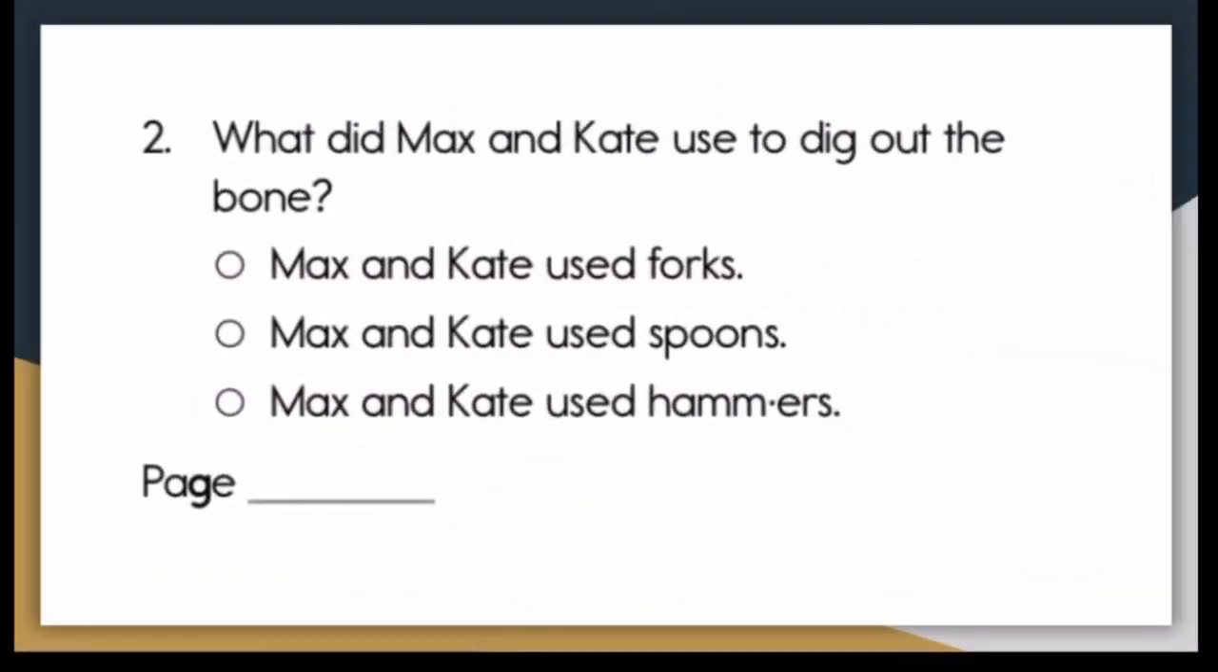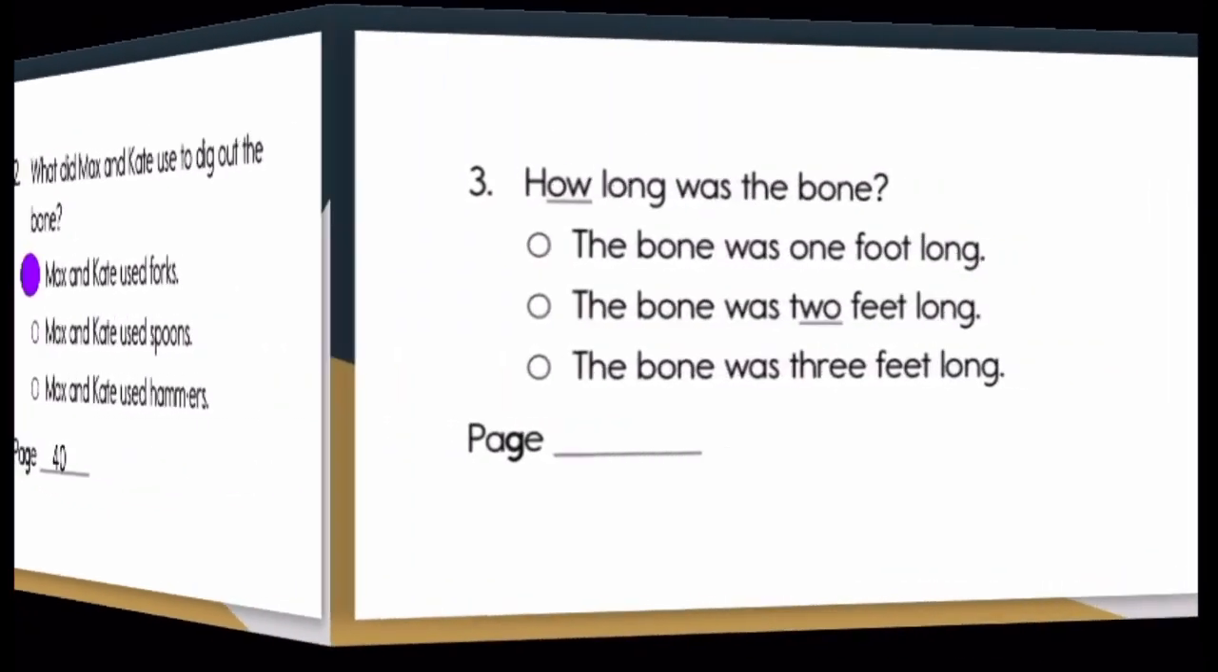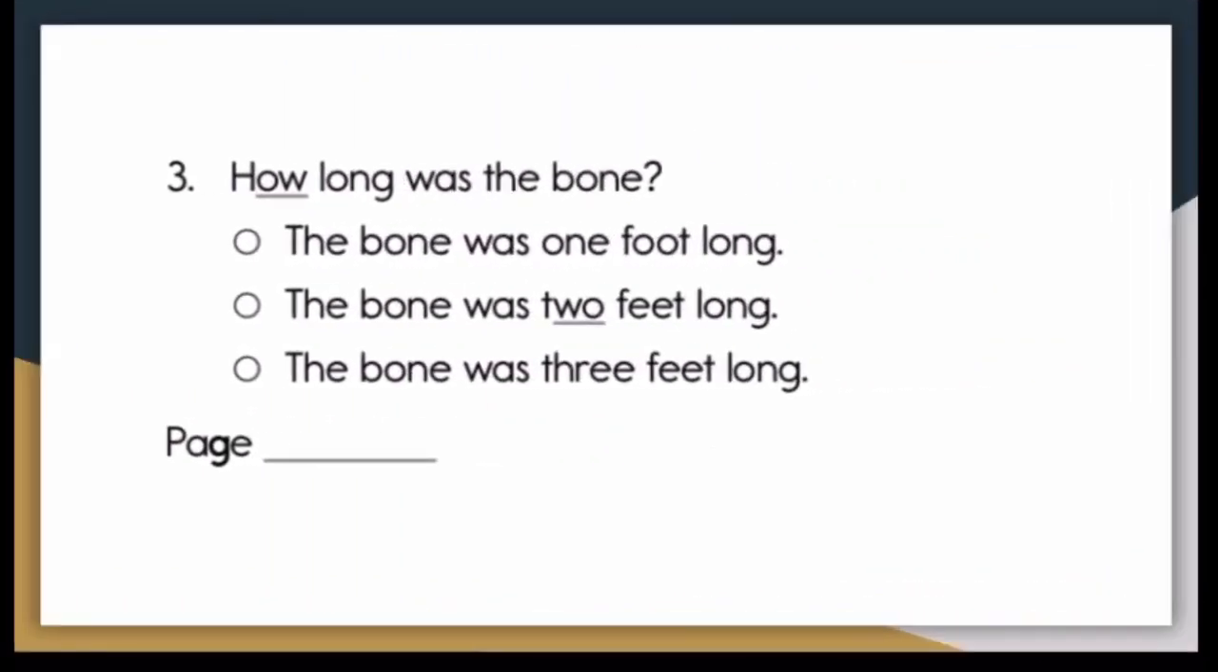Number 2. What did Max and Kate use to dig out the bone? Max and Kate used forks. Max and Kate used spoons. Max and Kate used hammers. Right, Max and Kate used forks. This was found on page 40. Number 3. How long was the bone? The bone was 1 foot long, the bone was 2 feet long, or the bone was 3 feet long. Right, the bone was 3 feet long. This was on page 42.